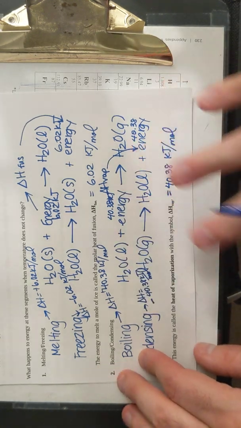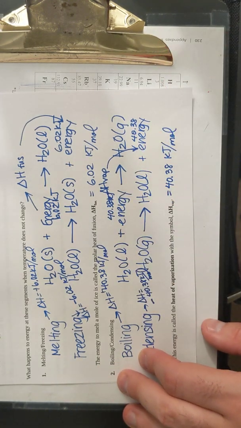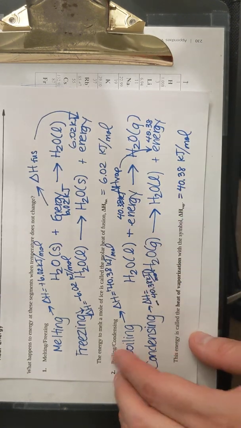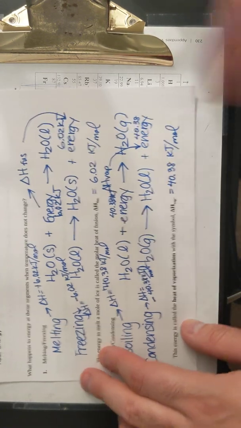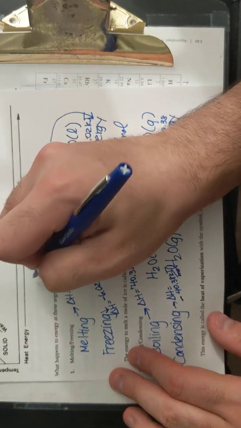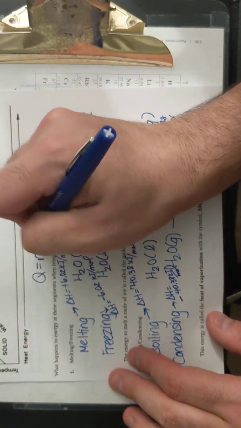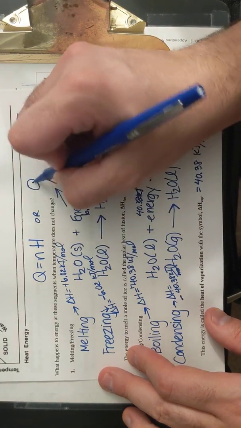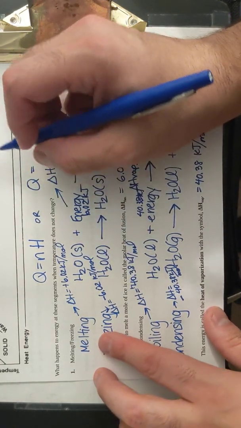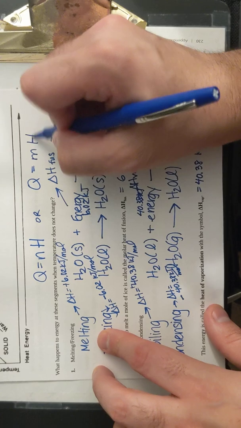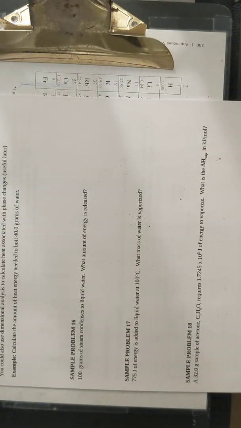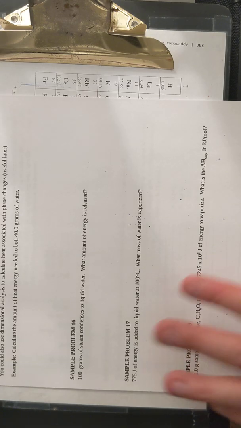Now, if I know how many moles of water I have, if I multiply it times delta H, I'll know how much energy is required. So we can use, this equation is not given in your textbook, Q equals n delta H. Or if you know delta H in grams and joules, you could do Q equals m delta H. Okay? So I do want to do an example calculation.